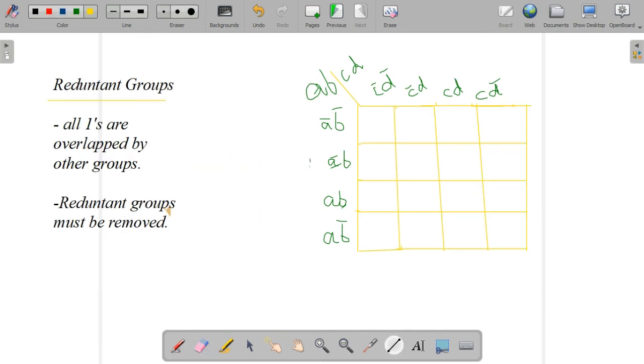So next one is the redundant groups. This is a very important one. Redundant groups means all the ones are overlapped by other groups. And in a reduced expression or in a K-map, redundant groups must be removed. Overlapping is allowed, map rolling is allowed, but redundant groups should be removed from the expression, otherwise it will reduce your marks. So redundant means a group whose all ones are overlapped by other ones.